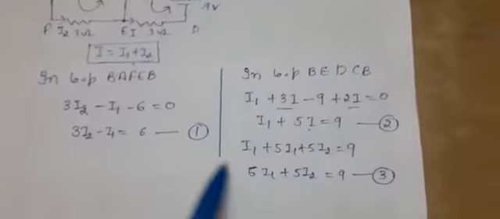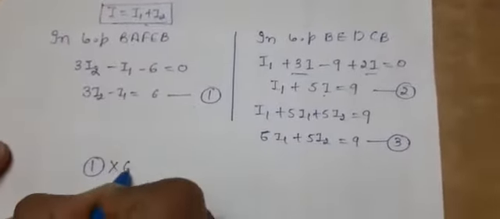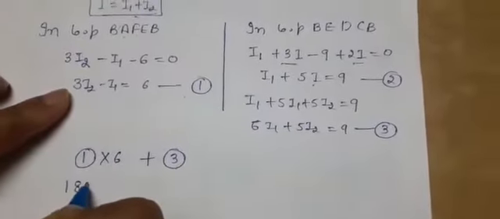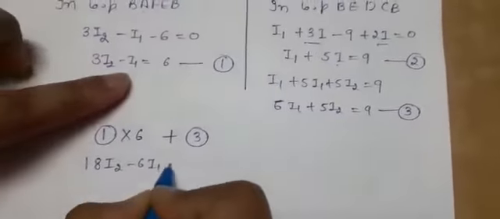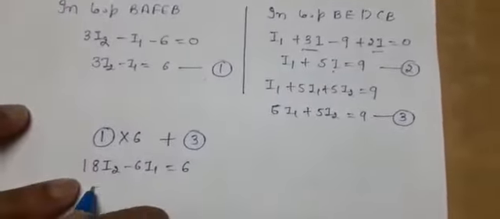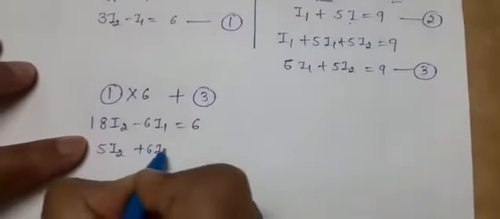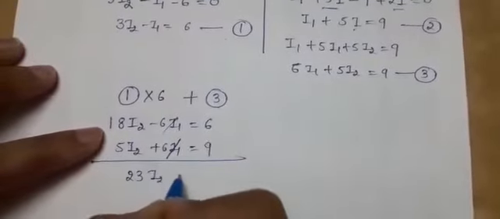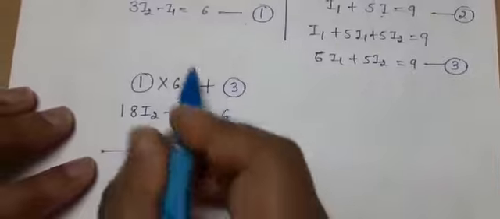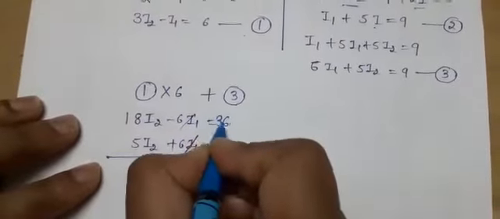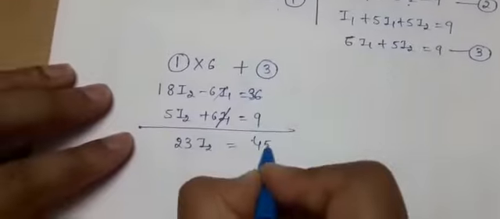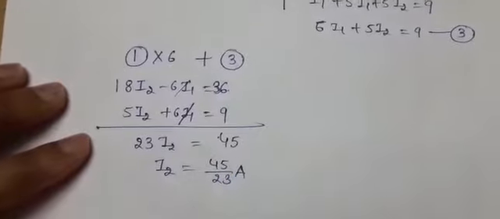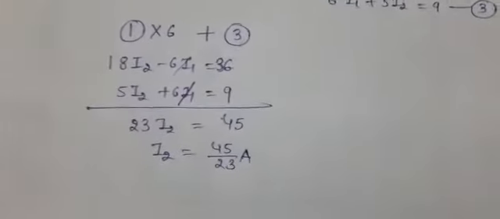Here what we will do is multiply equation 1 by 6 and add it to equation 3. When you multiply it by 6, this is 18 I2 minus 6 I1 equal to 36, and the second, 5 I2 plus 6 I1, will remain as such. Now when you add these, this is 23 I2 is equal to 45. Now I2 will be 45 upon 23 ampere, but we have to find the value of current I1.